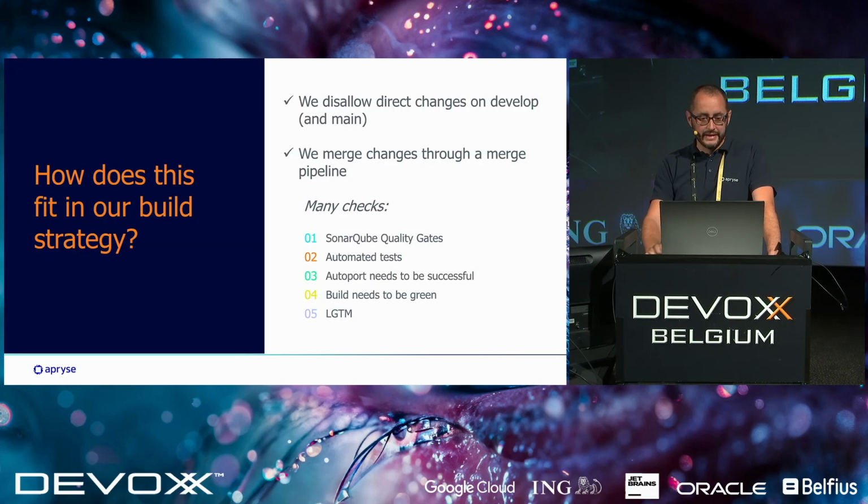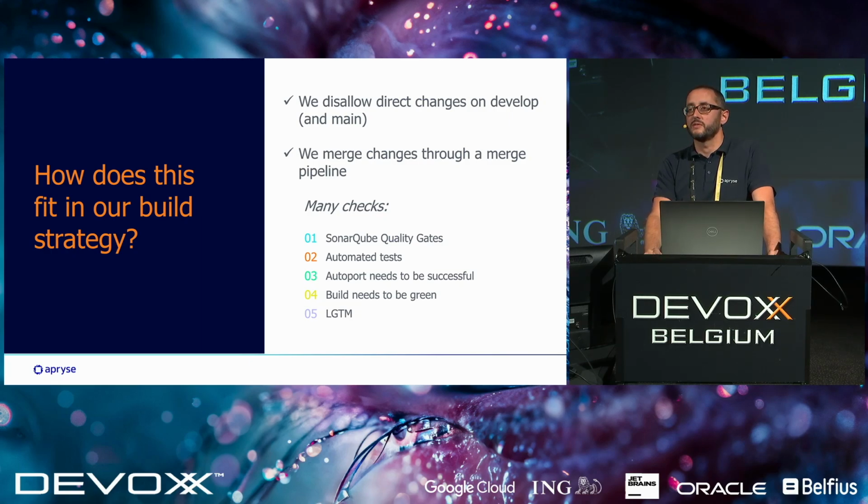Oops, sorry. So we disallow changes on develop directly. Nobody can push to develop or our main. We merge everything through the pipeline, which is automatic, of course. And a few steps. We do the SonarQube quality gates, which is static code analysis to check if your code is up to par, is up to a certain standard. We run our automated tests.